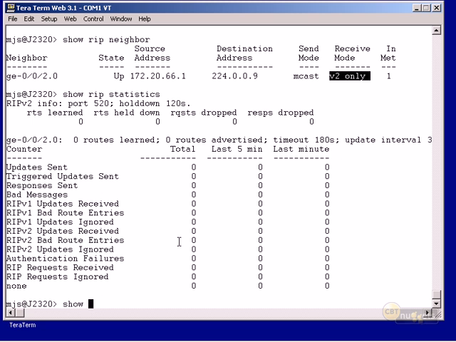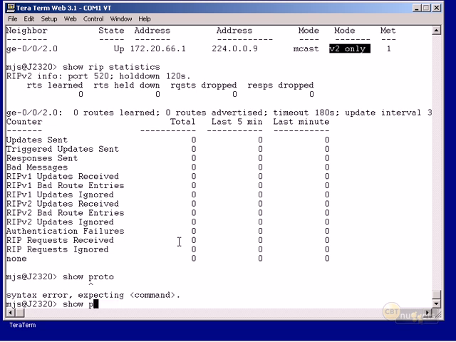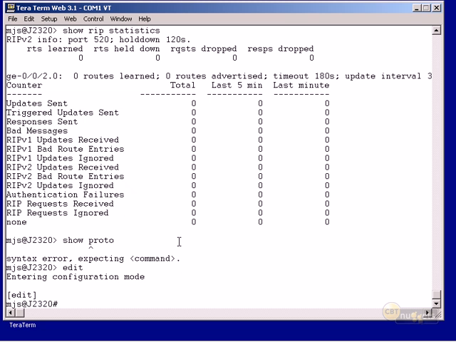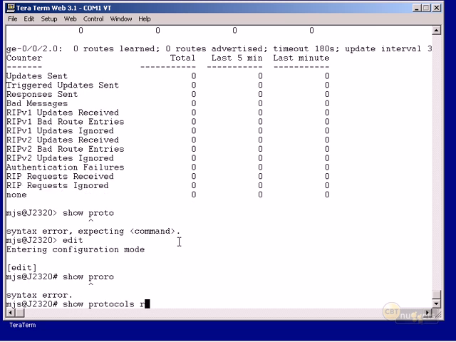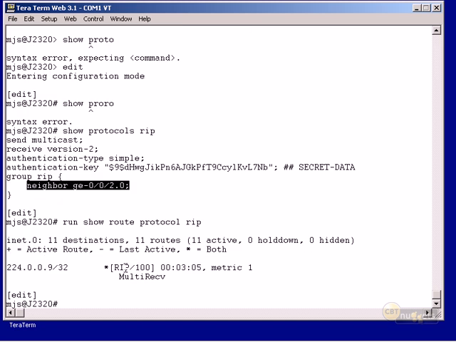How about show protocols? Oh, can't do it there. Let's go to edit mode and do show protocol RIP. And we can see we're sending multicast, we're receiving version 2, and there's our neighbor, which is really our interface, okay? And if I even do a run show route protocol RIP, I've only got one route in there, okay?